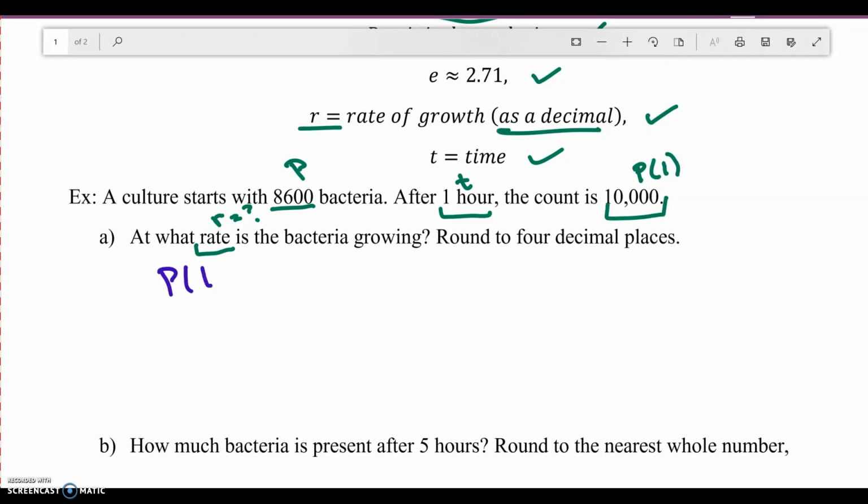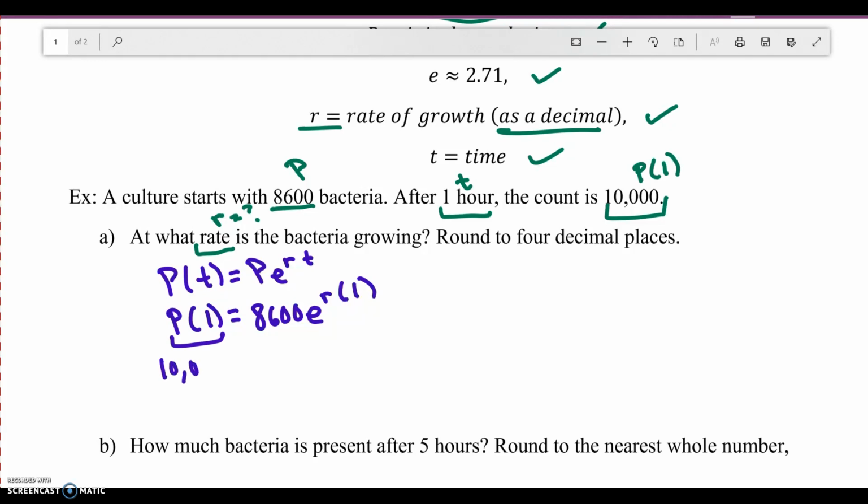P of t is equal to P e^(rt). So we know what t is. t is just 1. So P of 1 is equal to P, P is 8,600, e to the power of r, I don't know what that is, and then t is just going to be 1 hour. P of 1 in this case is just going to be 10,000, right? Because that's the population after 1 hour. It is equal to 8,600 e to the power of r, because r times 1 just gives me r.